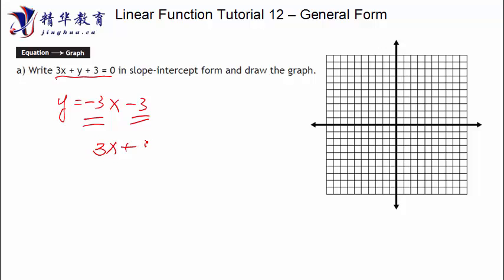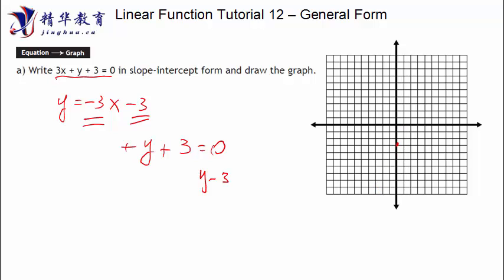3x plus y plus 3 equals 0. Okay, you can use your finger to cover this part. Cover the x part. What else do you have? y plus 3, right? Then y equals what? y equals negative 3. That means y equals negative 3 here.